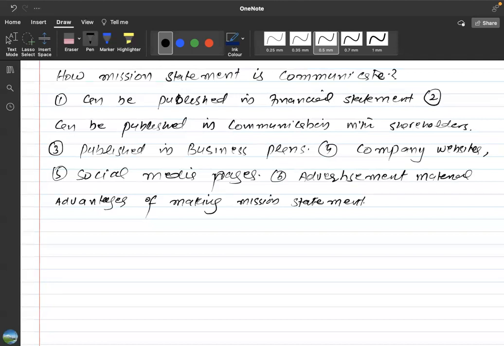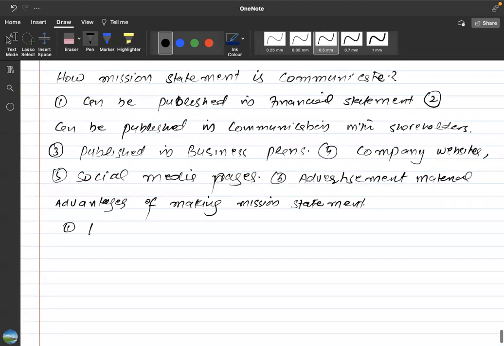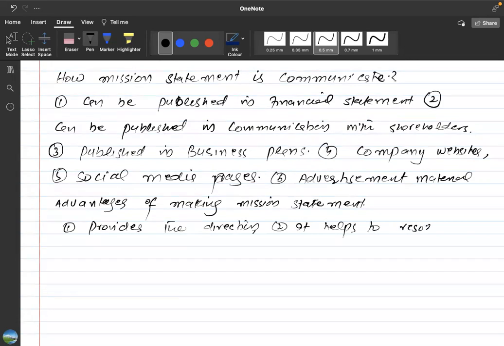First of all, the advantages are somehow or the other related to the aims that we have already studied. It provides the direction. It helps to resolve the conflicts. I told you that it works as the guiding principle.